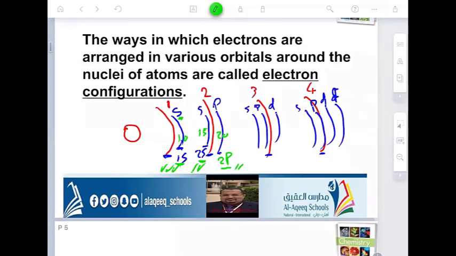But I want to continue something. Listen. If you imagine 1s is 10, 2s has energy 15, then 2p 20, then 3s, for example, 25, 3p, 30, and 3d, imagine it's 35, and the 4s, listen please, 4s is 34. So listen to this.